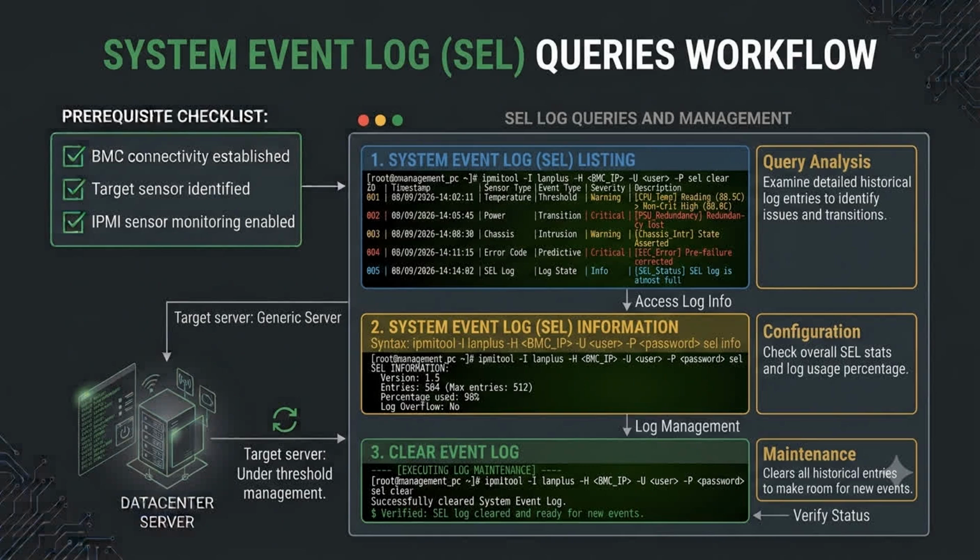Type ipmitool sel info. This shows how many events are logged, how full the log is, and the oldest event. The SEL has a maximum size. When it fills up, the oldest events are deleted. Type ipmitool sel clear to erase all events. Use this after maintenance or troubleshooting. The SEL is your audit trail. It is proof of what happened to the server.